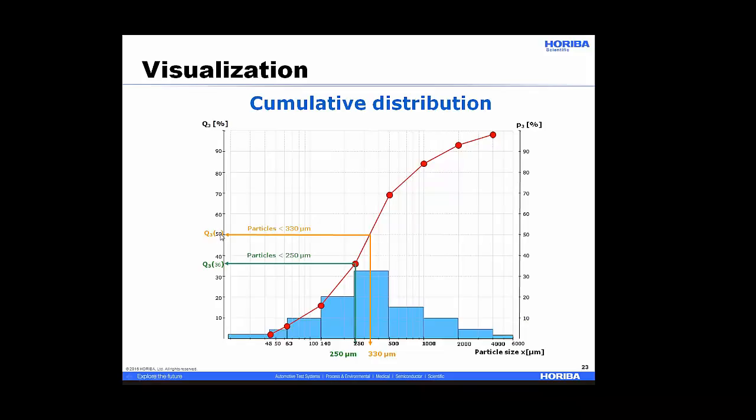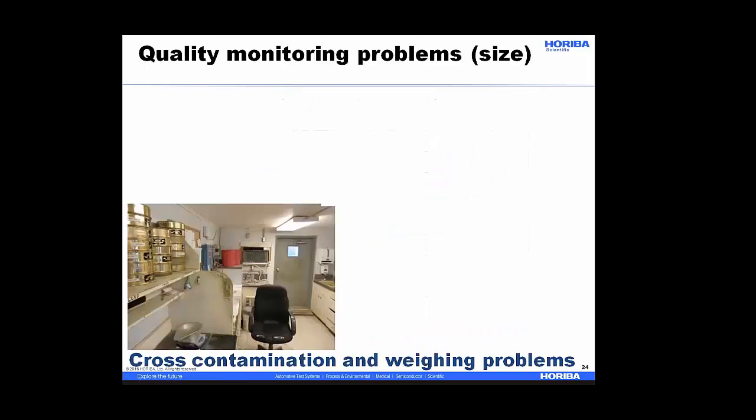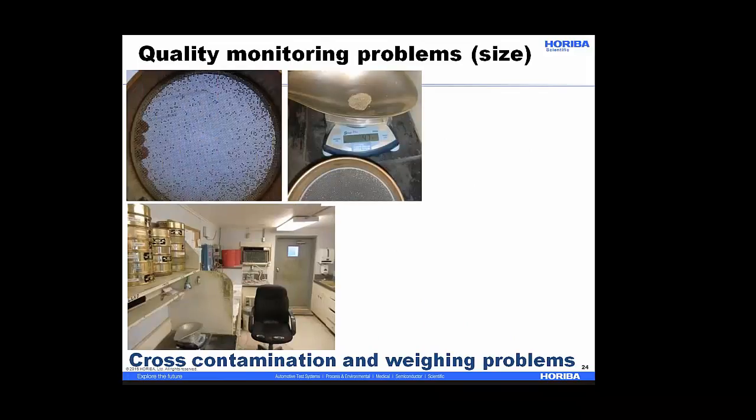And so on the left axis I find 50%, I move over, I look down, I find 330 microns as the particle size. Well, that doesn't seem too bad, but there are some practical difficulties.